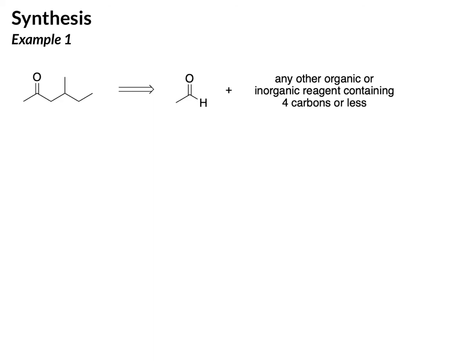So here's our first example, and we have this ketone product, and this is a retrosynthesis arrow. So this is basically saying, how do we make this complex molecule starting from this simple aldehyde, and we can use any other organic or inorganic reagent containing 4 carbons or less.